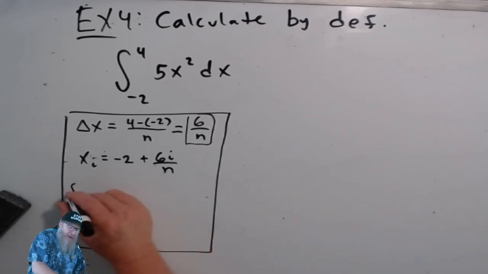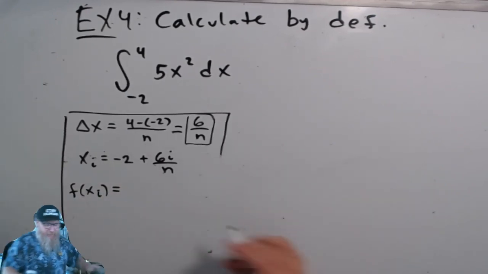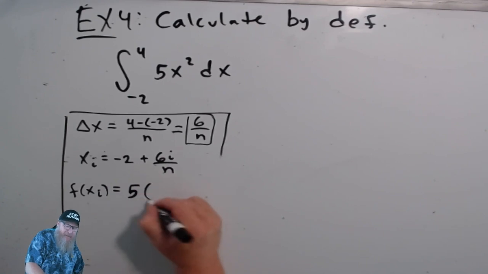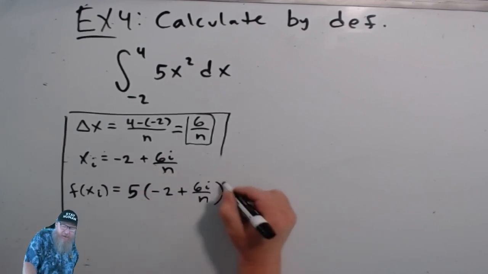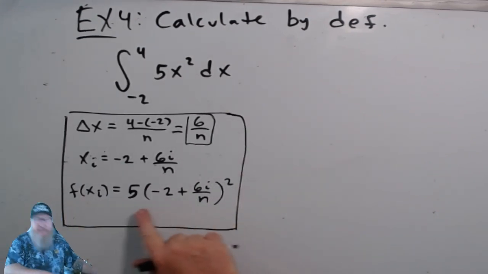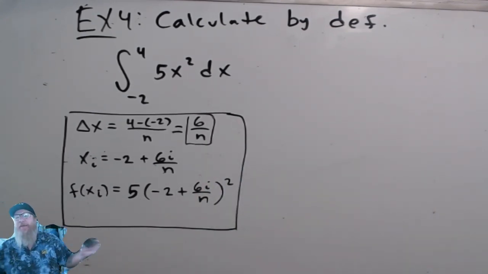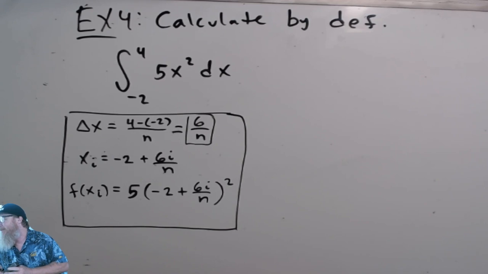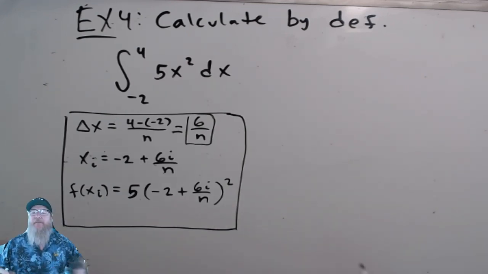F of xi, I might need a little more room for this, is going to be 5 times negative 2 plus 6i over n squared. And again, you could just leave it like this for now, but at some point in the process, you're going to have to simplify it out. So I'll leave it to you to decide if you want to do that now or if you just want to wait till later. All right, that's enough to get us going.